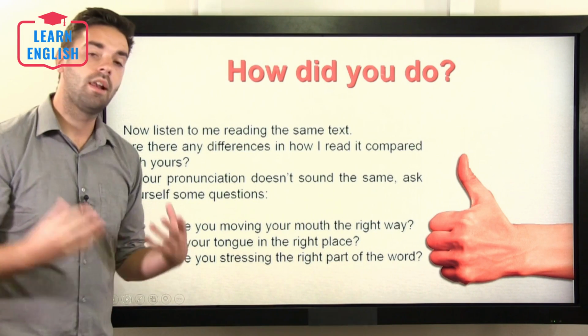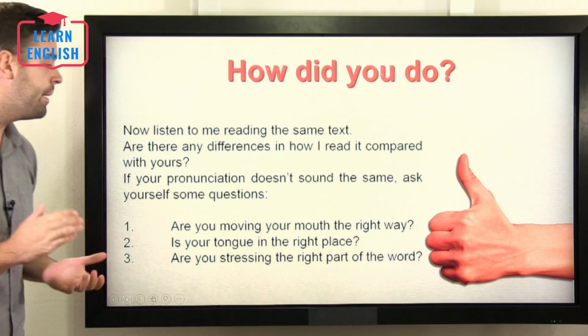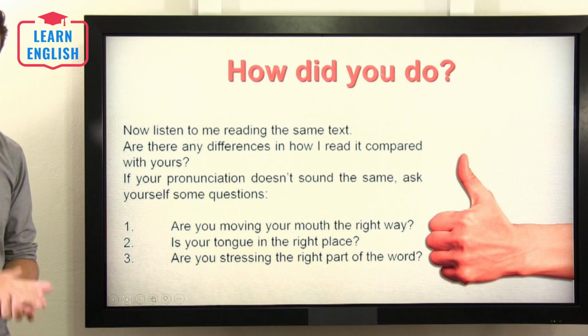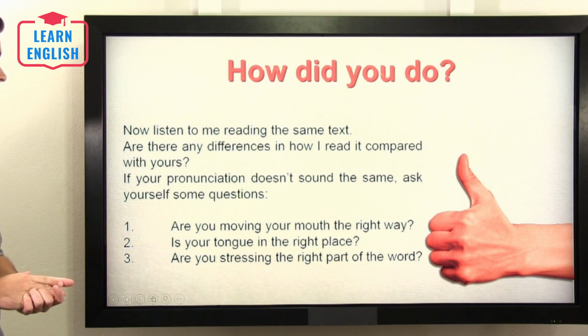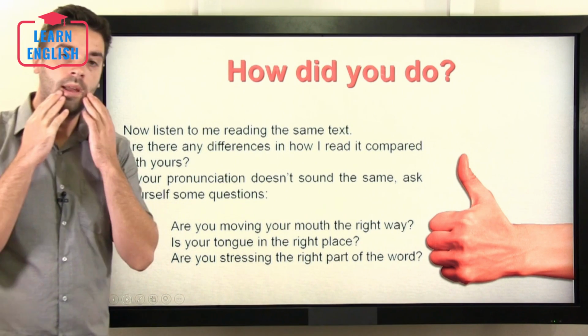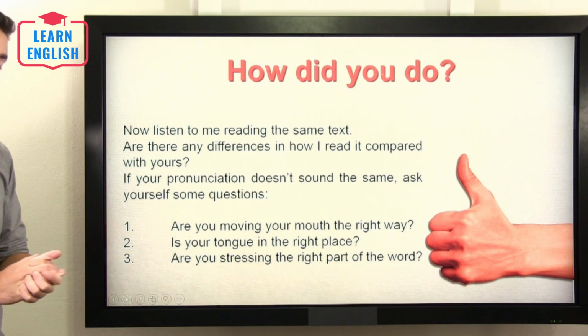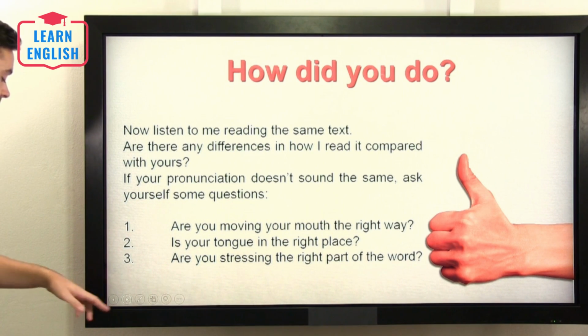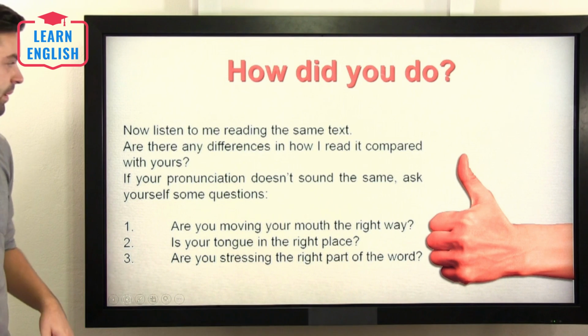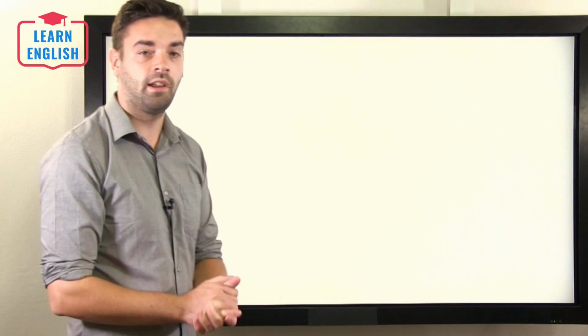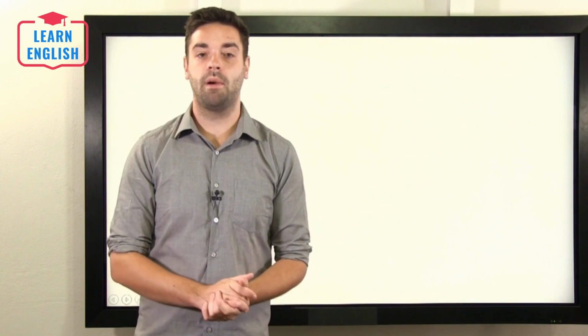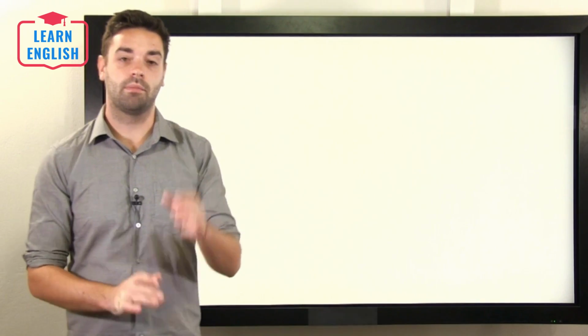So go through, listen to me again. Listen to where I stress the words in the sentences. Look where I move my mouth. You can't really see my tongue from here, but you can practice by yourself. And basically just keep practicing until you get it perfect. It's all about practice, remember that.